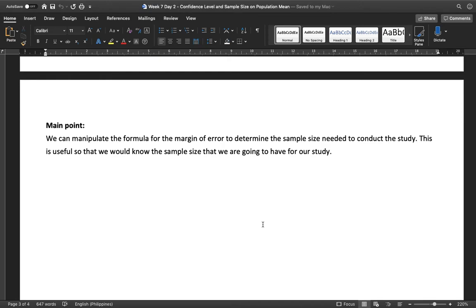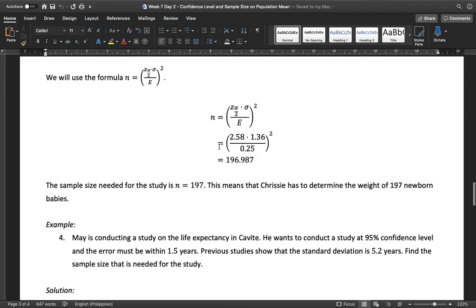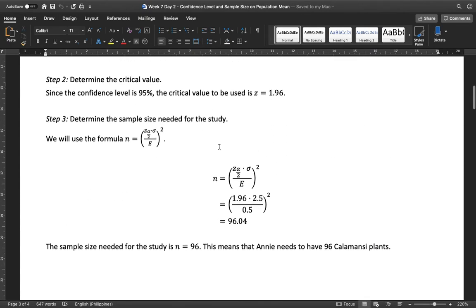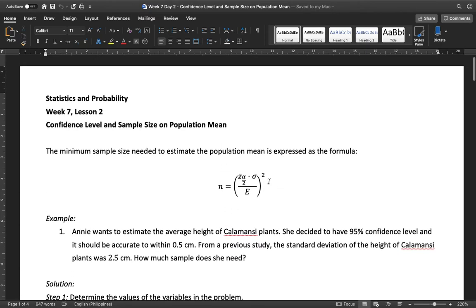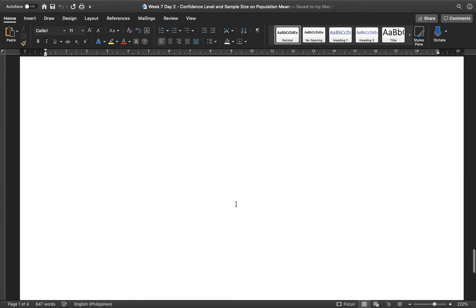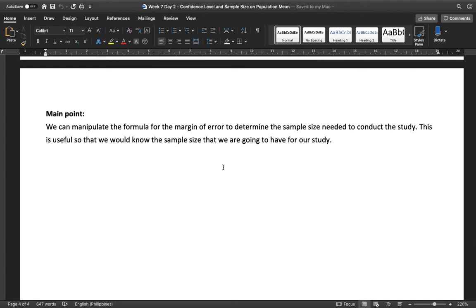Okay. So the point in this lesson is that we can manipulate the formula for the margin of error. By the way, paano nga pala nakuha tong formula na to? It is derived from the margin of error formula. Remember yung margin of error formula natin, we can transpose it, solve for the value of n, and we can come up with this. Ganun siya kinukuha. And ang goal naman natin dito, gusto nating malaman kung ano yung kailangan na sample size. This is useful so that we would know the sample size that we're going to have for our study. And ito ay applicable pa sa population mean.